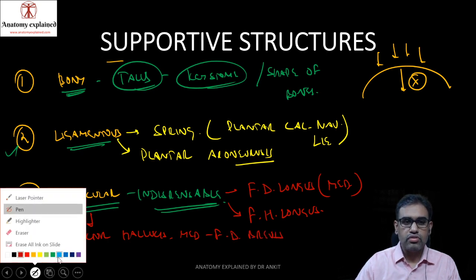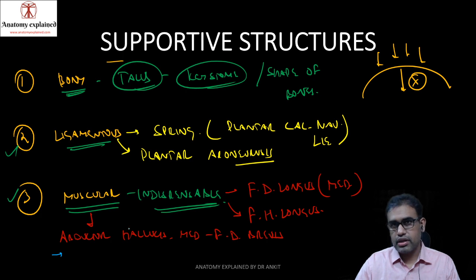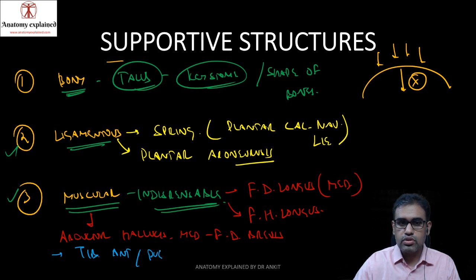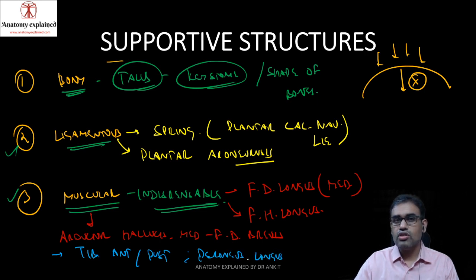Apart from these, we also will be having the long tendons of what? The long tendons of muscles which are coming down from the leg, and they act like suspension bridges. So those long tendons are your tendons of tibialis anterior as well as tibialis posterior. Then we have the tendon of the peroneus longus. These all are actually helping in the supportive structures of the arches. We will see them subsequently, but first of all we should know what these are.